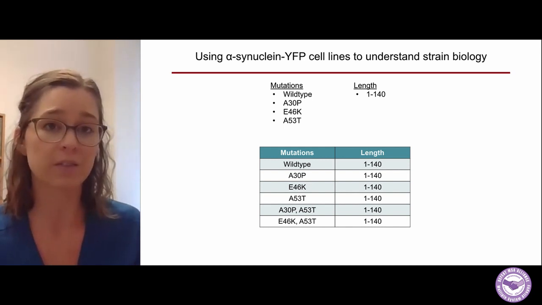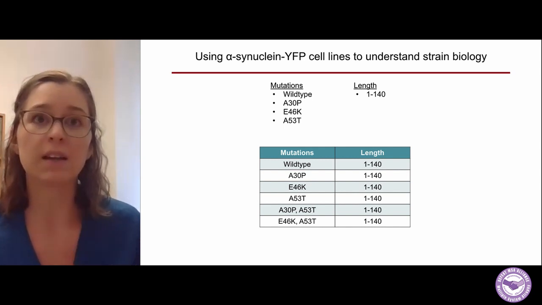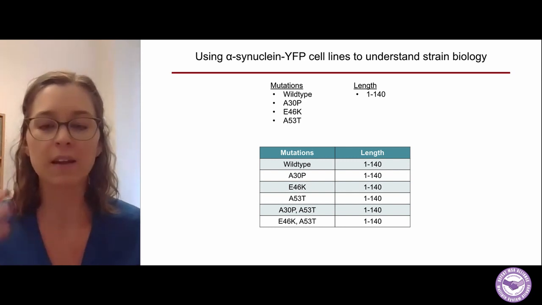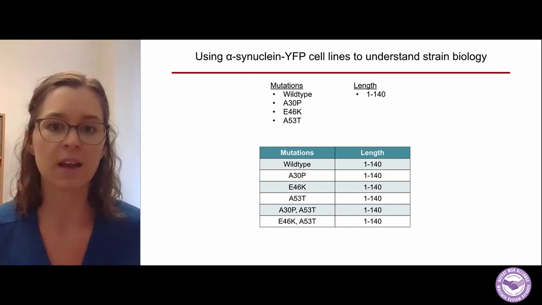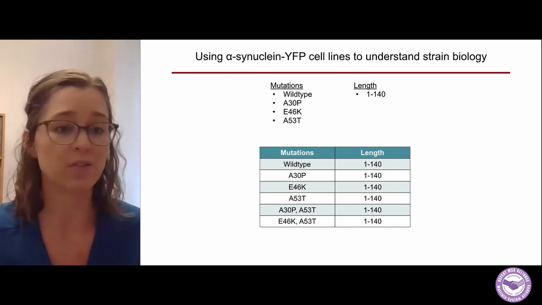So using a panel of cell lines, we can look for infection by MSA and use this to create kind of a map of, can MSA infect these cell lines? And if it does, does this tell us anything about the strain behavior?